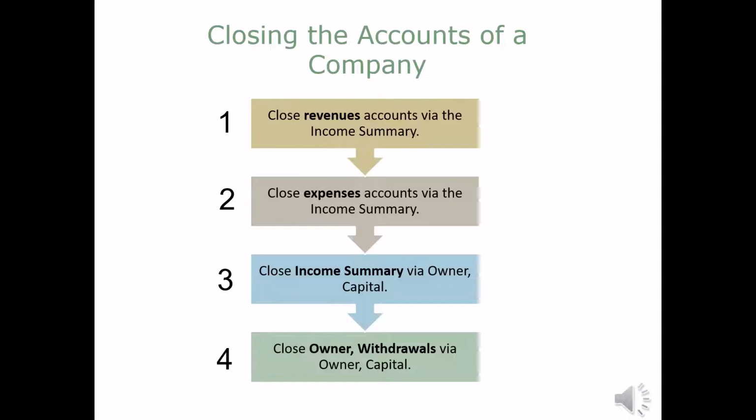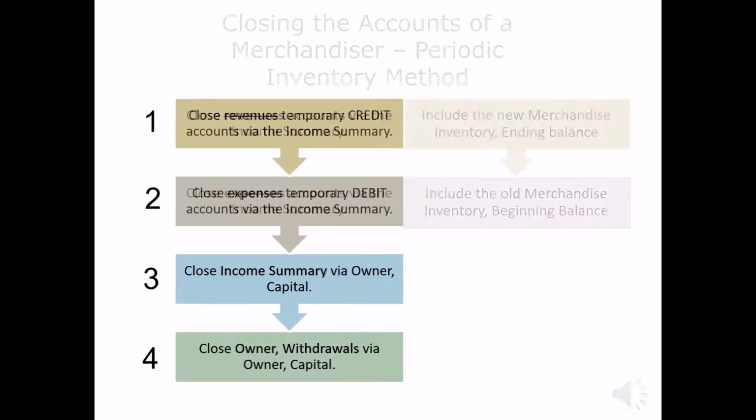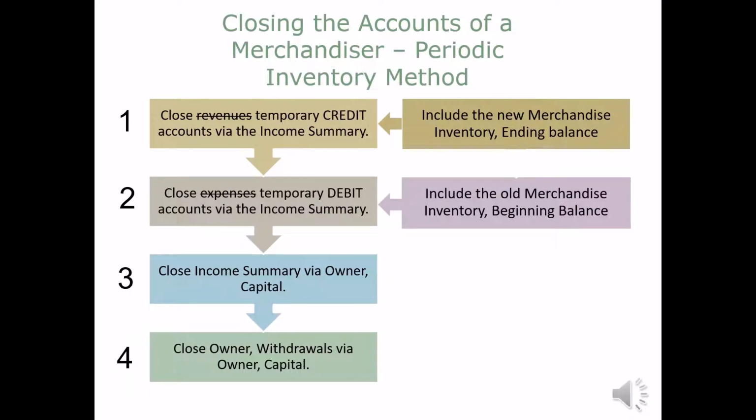We're going to make a few slight adjustments to this four-step process for the periodic inventory method. First of all, we need to think about not just closing revenues, but closing every temporary account that has a normal credit balance. Along with that, we're going to include the new merchandise inventory ending balance. We'll talk about that in a minute.